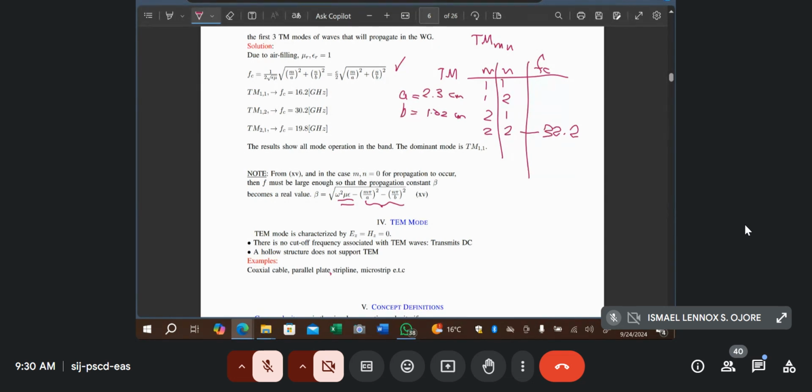Again, it is conventional that when we're designing waveguides, you always assume that the longest side of the waveguide is on the x-axis, so that A is always more than B.